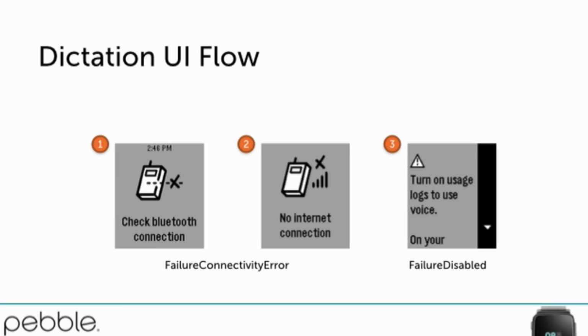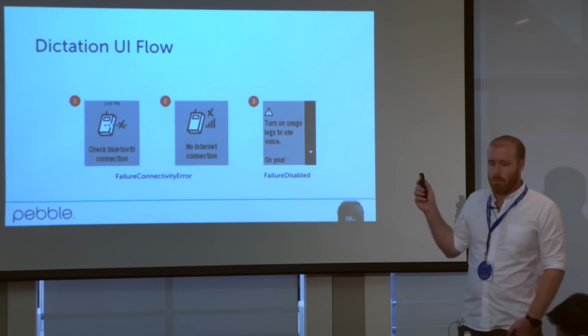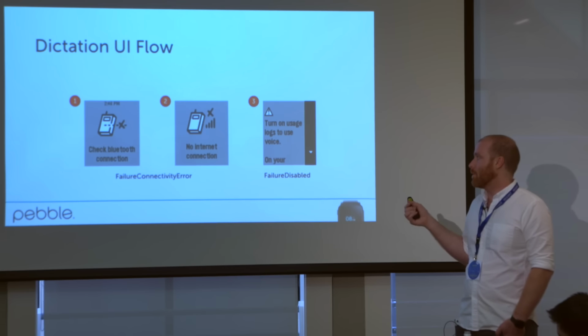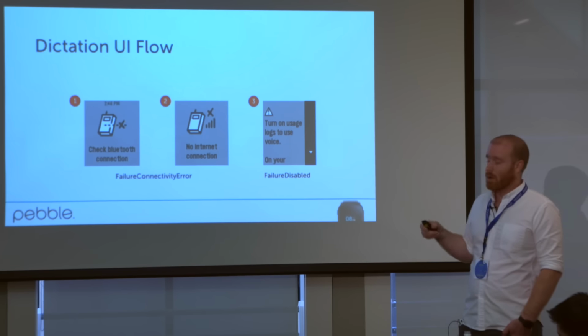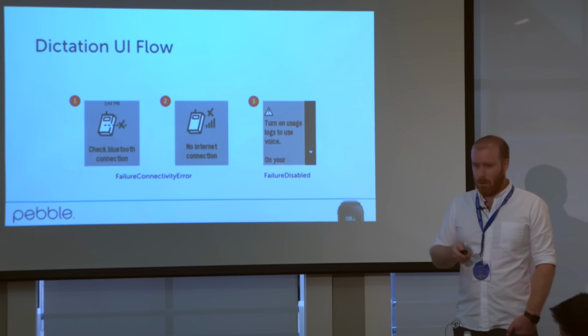No internet connection, similar story. The phone hasn't established an internet connection, so we can't give you a transcription. The 3rd one, we need to have usage logs enabled on the phone, and if the user has disabled that, we're going to show that dialog, and again we're going to exit the UI and we're going to return that disabled error code.